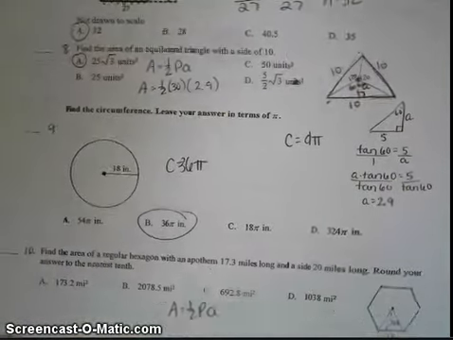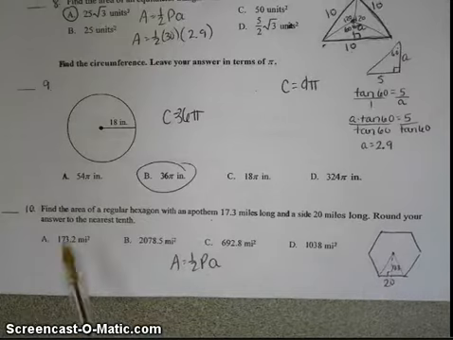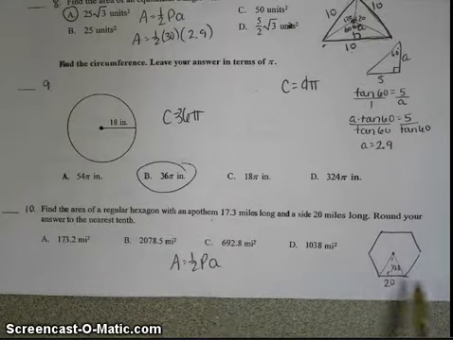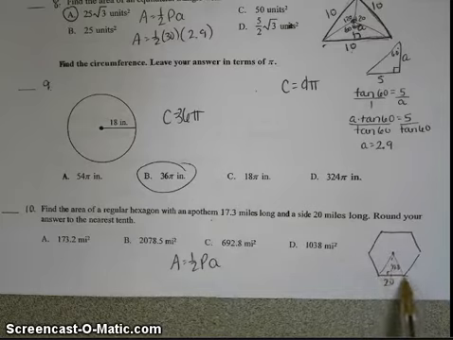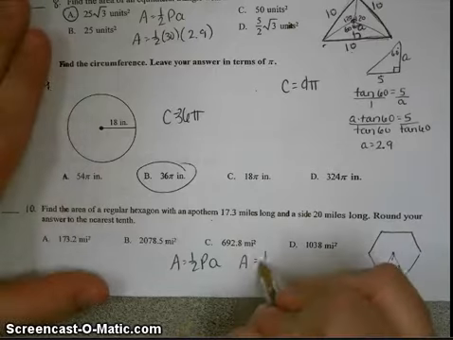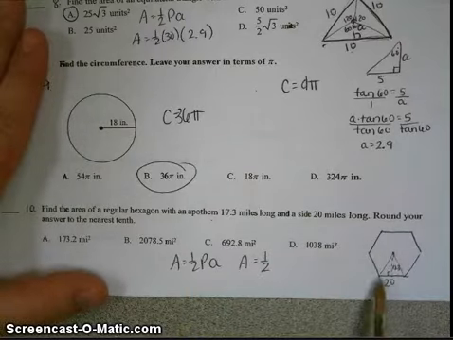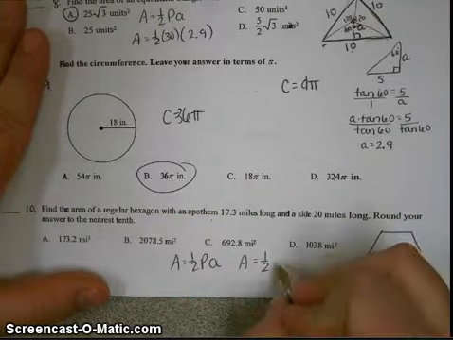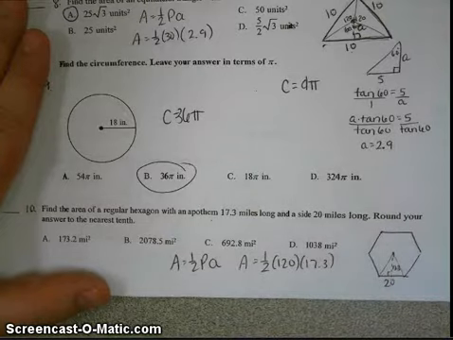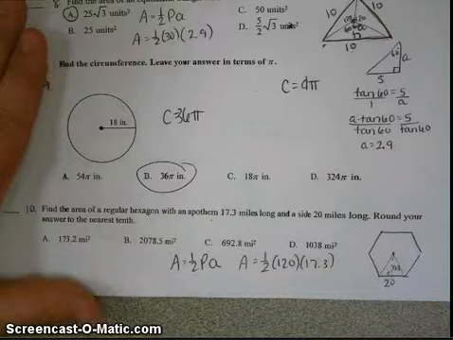Number 10, another regular polygon. I drew a picture at the bottom. Find the area of a regular hexagon, so we have 6 sides there, with an apothem of 17.3 and a side length that's 20 miles long. The good news is we already have all the information I need to plug into this formula. So I do not have to use trig on this one. If each side is 20, 20 times 6 is 120. And my apothem is 17.3. So 1/2 times 120 times 17.3 gives me 1,038.